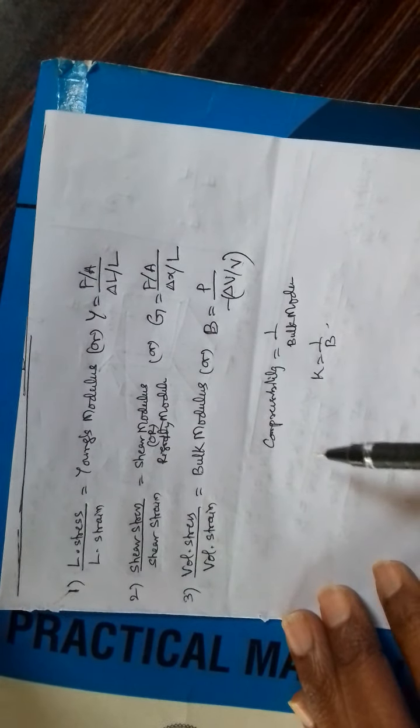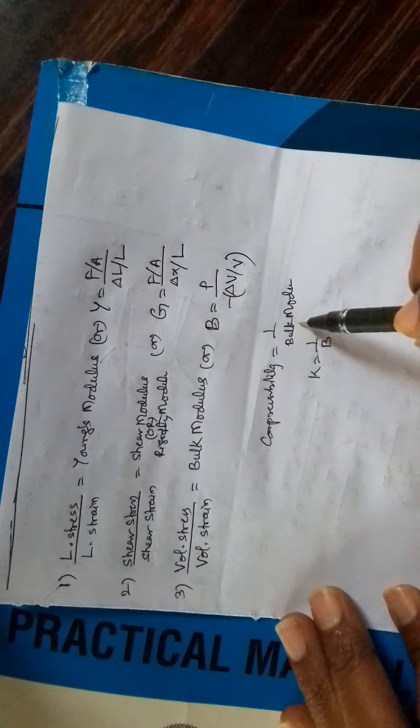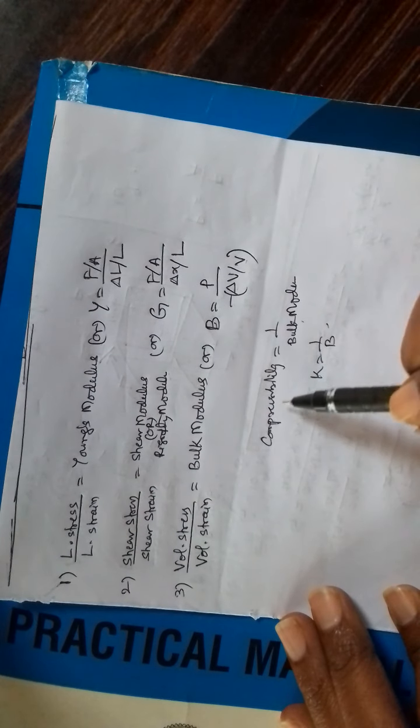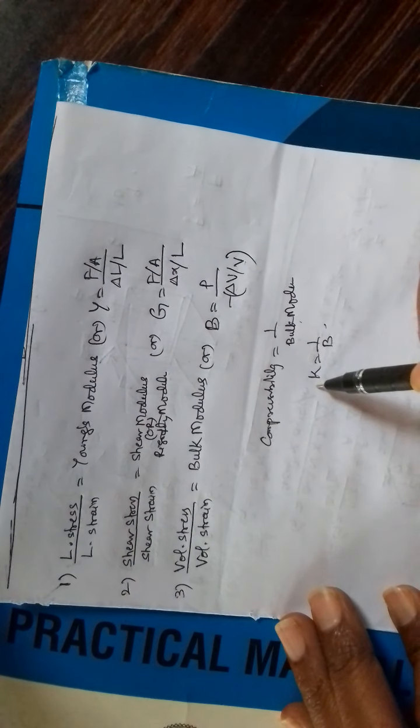Okay, now let us do problems on bulk modulus. And one more physical quantity is defined. The reciprocal of bulk modulus is called compressibility. 1 by B is K. Okay, now let us go for the problems.